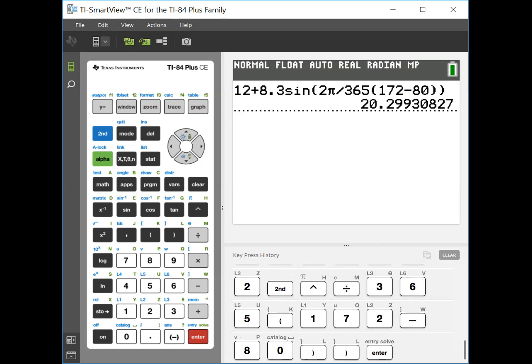This problem wants us to round to the nearest tenth of an hour, so we have 20.3. To include the units, it's the number of hours. So during the longest summer day in Alaska, they get 20.3 hours of daylight.